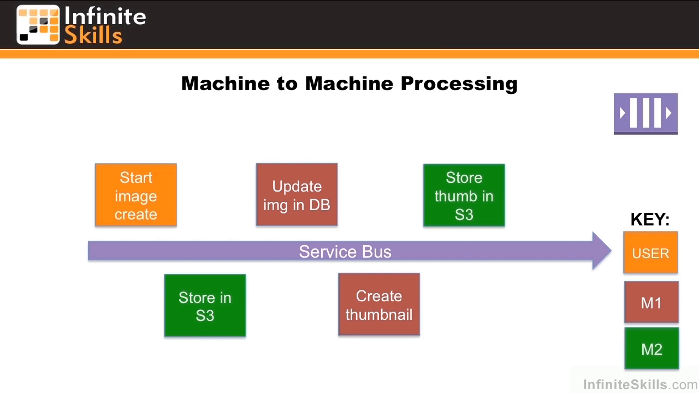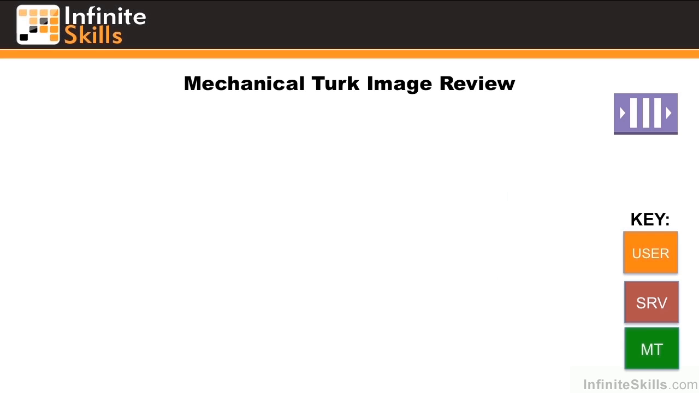The storage machine can then pull that message off and store the thumbnail back in S3. And after that's happened, the processing machine can then update the thumbnail in the database.